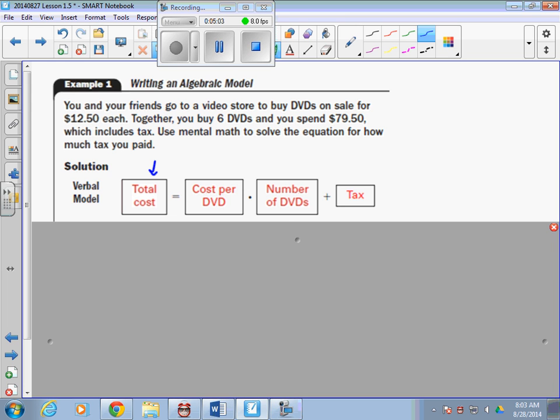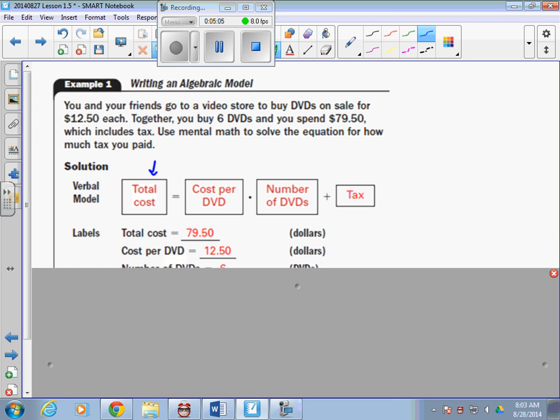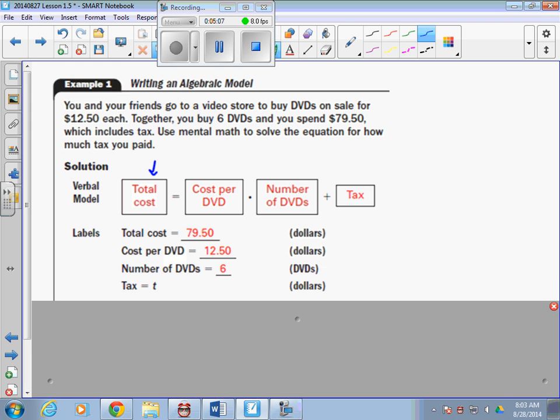So when we translate that verbal model, when we label it, now this is what we can use for all of our labels. The total cost is $79.50. The cost per DVD is $12.50, and the number of DVDs is 6. So all that just comes right out of the problem itself. The tax is the unknown amount, T.